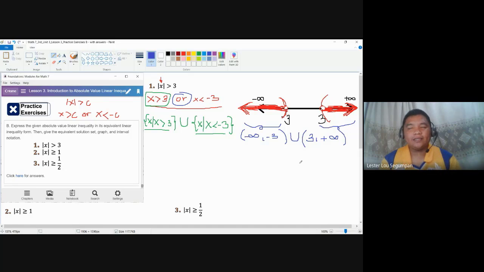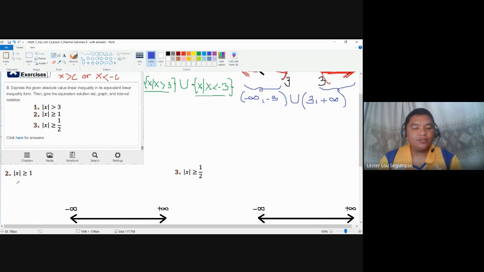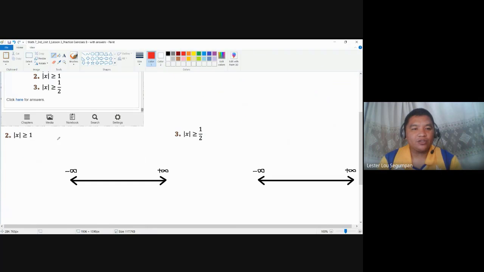This is now the complete presentation for solutions for absolute value linear inequalities involving greater than or equal symbols. So let us apply the same concerns in items number 2 and number 3. In item number 2, just do not forget that it contains now an equality symbol here. So applying the general form, we'll have the notation x is greater than or equal to positive 1, or x is less than or equal to the negative of 1.